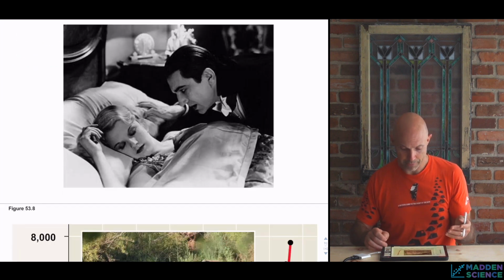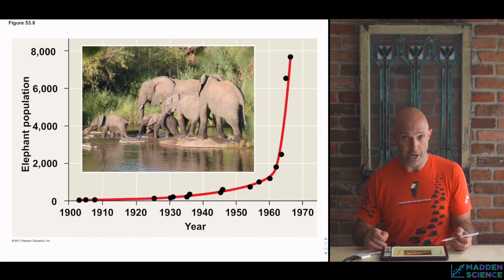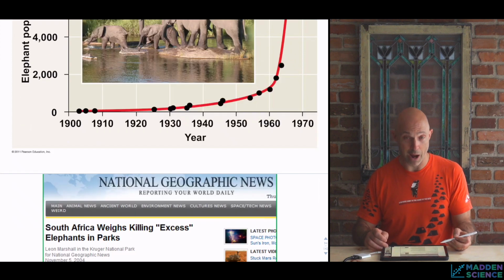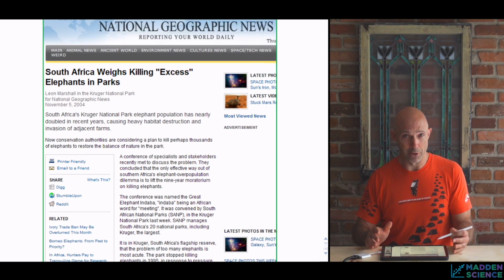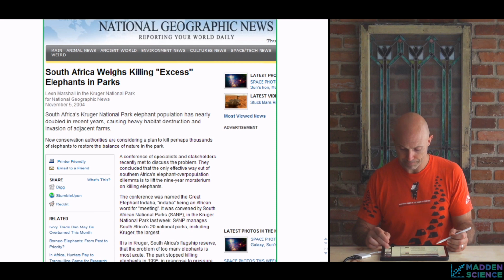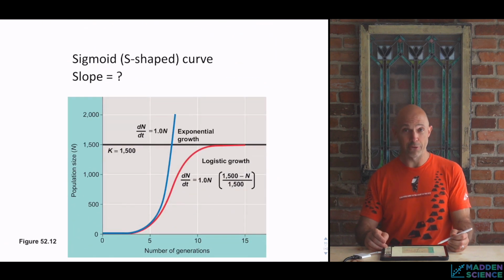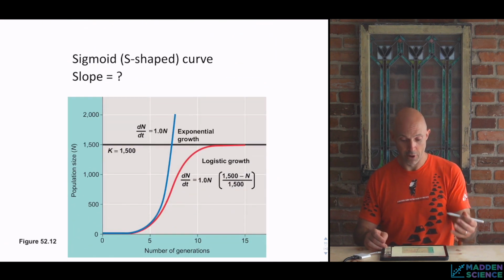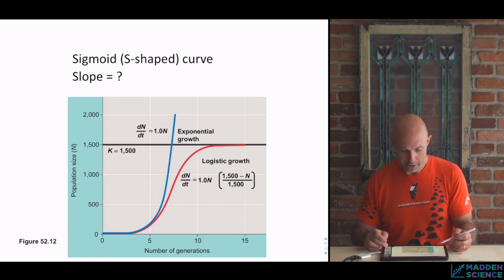I don't know. Another example of J-curve exponential growth is in Kruger National Park in South Africa. This ended up being problematic and still is. People are looking at what to do with it, perhaps even culling those elephants. This shows us our S-shape or sigmoid curve or logistic curve again. You can see carrying capacity in this case at 1500.